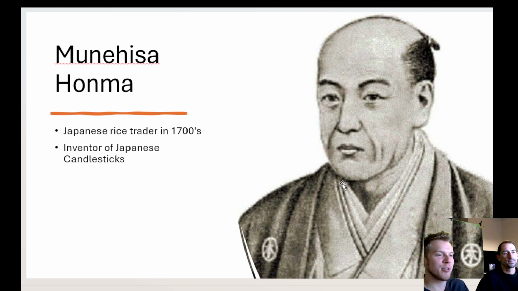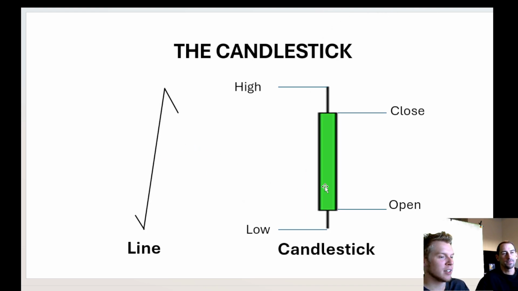So this is the creator of the candlestick. He was a rice trader in the 1700s, and he invented the Japanese candlestick. Makes sense. So you're probably a little bit more familiar with a line chart.